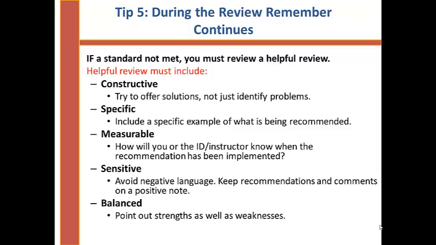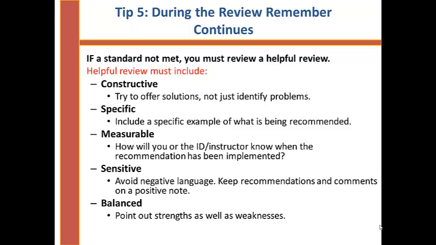Remember, any standard that is not met, you as well as the reviewers must write a helpful recommendation. A helpful recommendation according to QM standards must include 5 things. 1, it must be constructive. 2, it must be specific. 3, it must be measurable. 4, it must be sensitive. And lastly, it must be balanced.